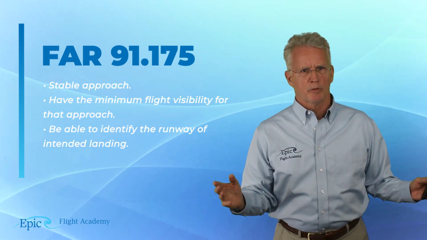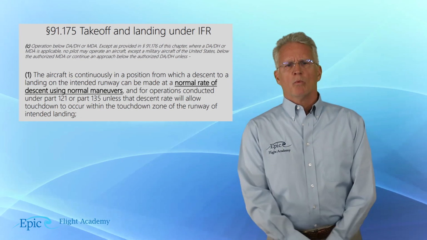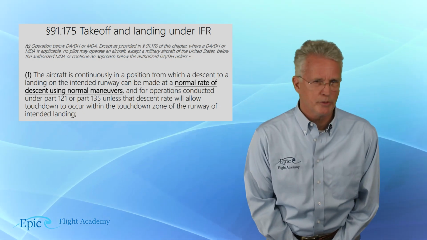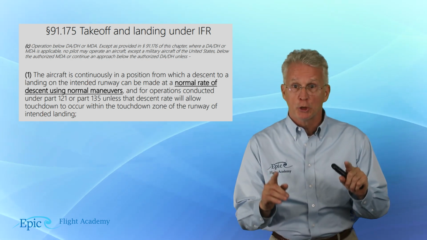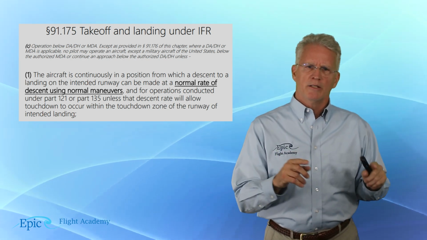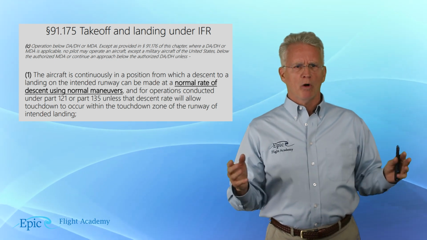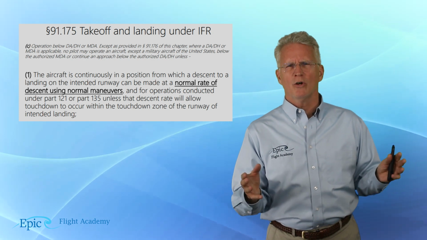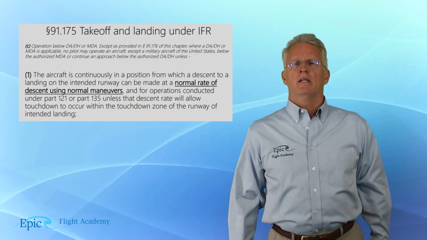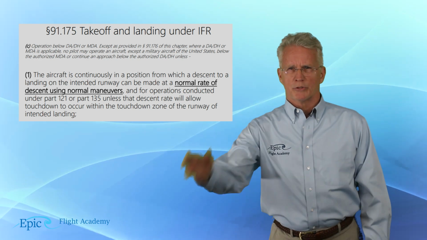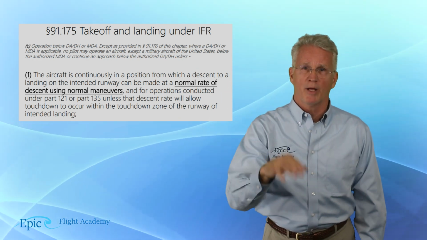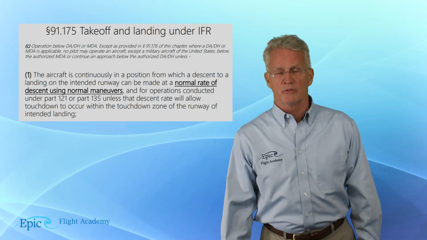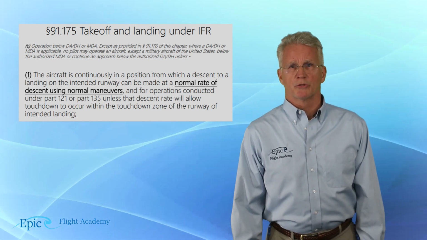Number 1, a stable approach. 91.175 talks about the aircraft being continuously in a position from which a descent to the landing on the intended runway can be made at a normal rate of descent using normal maneuvers. Now, we interpret this to mean that the aircraft is in a stable approach, on centerline, on glide path, at the correct airspeed, in a manageable rate of descent, a stable approach.